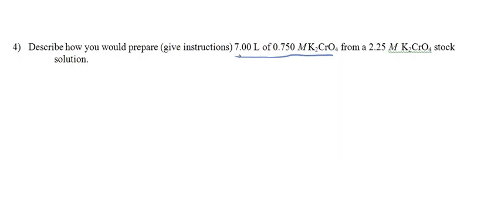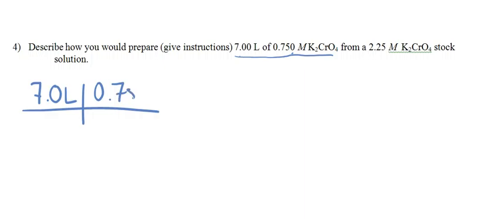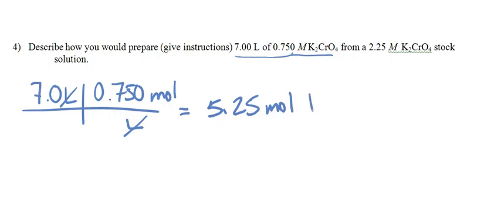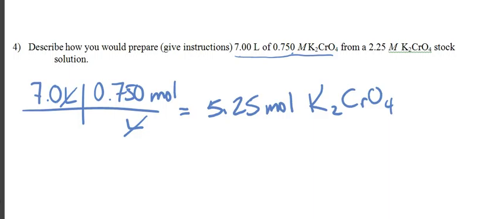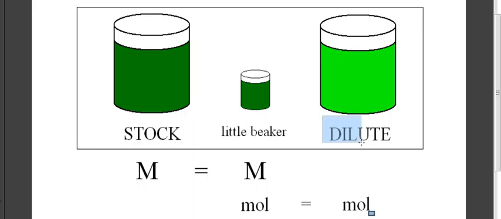So we know the volume. We know the molarity. If you know the volume and the molarity, always, always, always start with the volume. So we're going to take our 7 liters, multiply that times our 0.75 moles per liter, and again, my volume cancels out, and whatever 7 times 0.75 is, some of you probably can do that in your head, that tells me that I need 5.25 moles of potassium chromate to make my dilute solution.